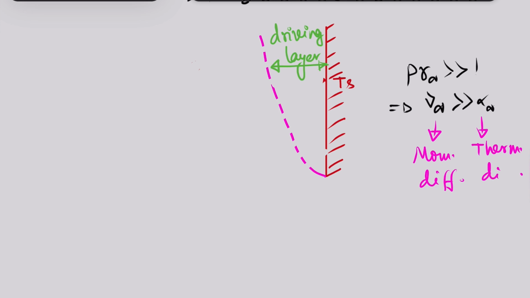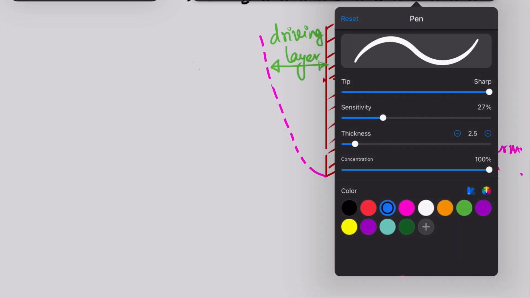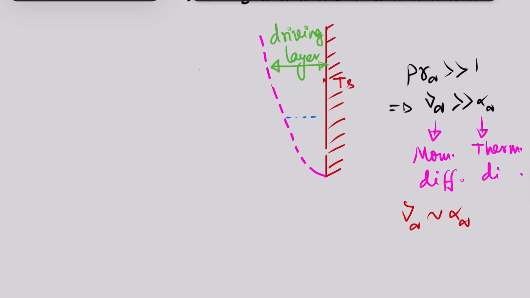So we expect that if we have this of the order of 1, that is this alpha is of the order of nu, then the velocity profile would be something like this. Okay, at this point, because I don't have the thermal effect, the velocity will also be 0, because these two are of the same order of magnitude.